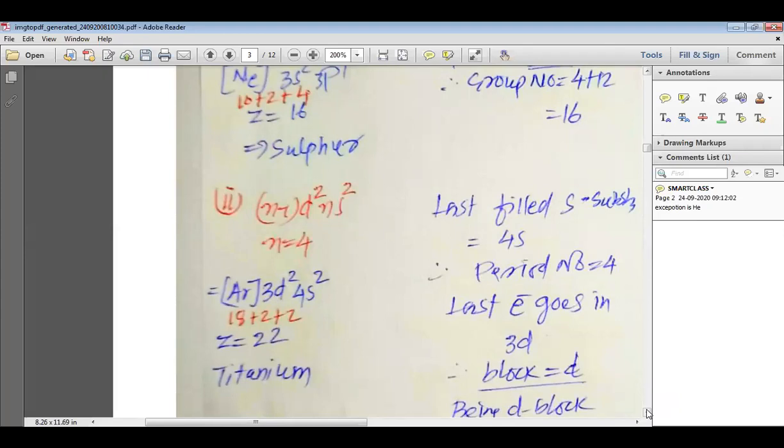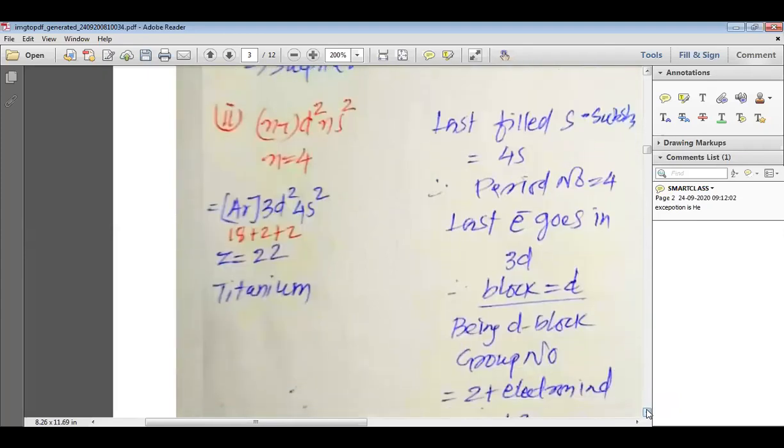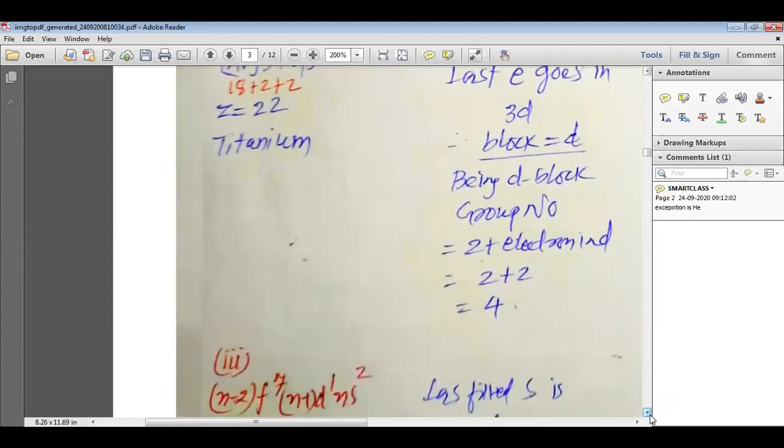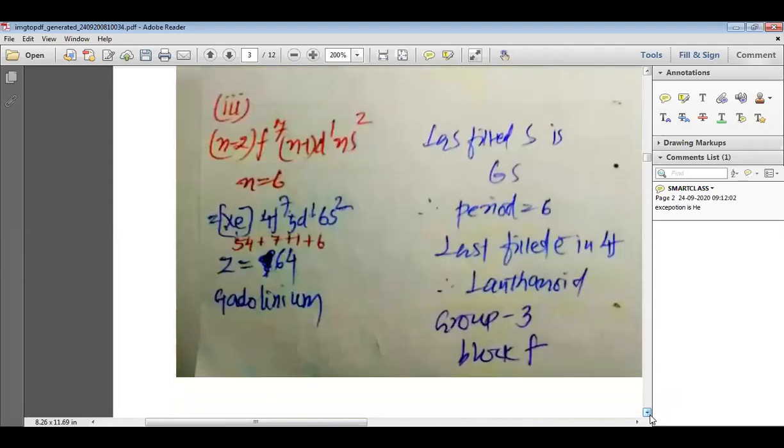Now when we have the element titanium, we can see from the electronic configuration that the last filled s subshell is 4s, and that is why the period number is going to be 4. The last electron goes into the d orbital. So the block is going to be d, and being a d block element, the group number would be 2 plus the number of electrons in d, that is 2 plus 2, that is 4. So we can easily identify the group number 4. Then we have the next question.